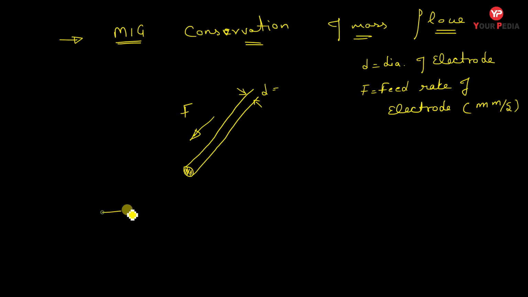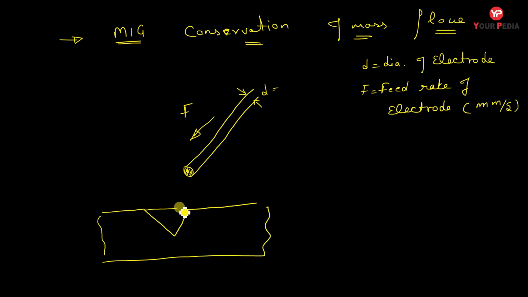Now there is some space where this metal is melted and goes, and this is the weld bead. For example, these are the metallic plates to be welded, and in this area the molten metal from the electrode is going to be poured. So the area A is the area of the weld bead.